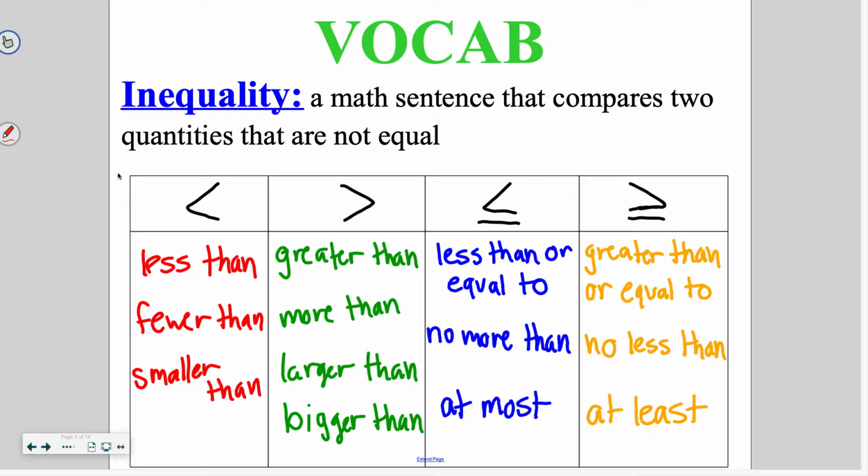We have four different symbols that show us inequality. The first one over here on the left is less than. The next one is greater than. Then we have less than or equal to, then greater than or equal to. These symbols are always read from left to right. So we would say 5 is less than 7, or you could rewrite it and say 7 is greater than 5. So you always read them from left to right.